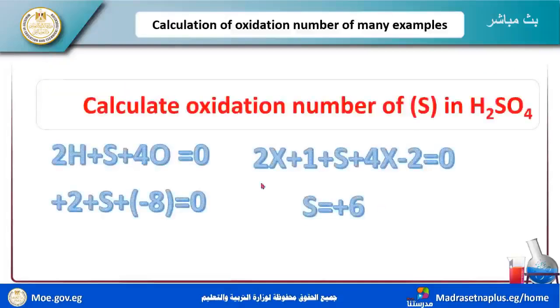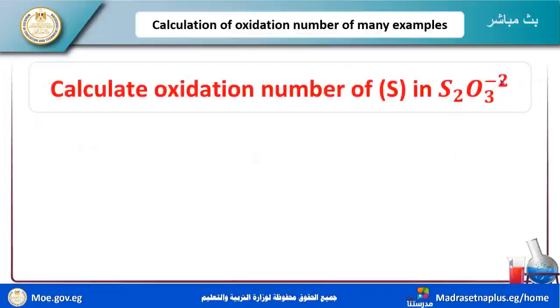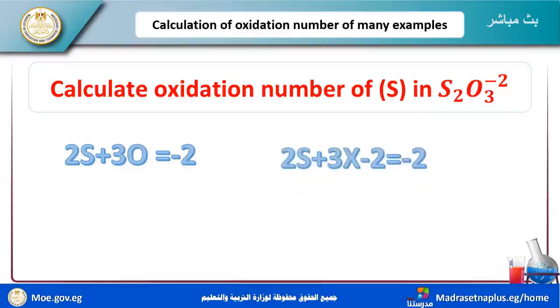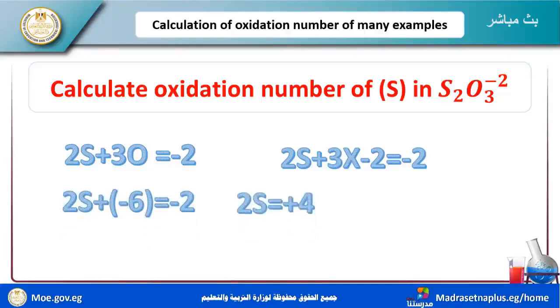In the last, the summation must be equal to 0 because it is a neutral compound. But here it is not a compound. This is a polyatomic group, negative 2. Now we must find sulfur: 2S plus 3O equals negative 2. 2S is unknown, plus 3 times negative 2 equals negative 2. So 2S plus negative 6 equals negative 2, so 2S here equals positive 4.